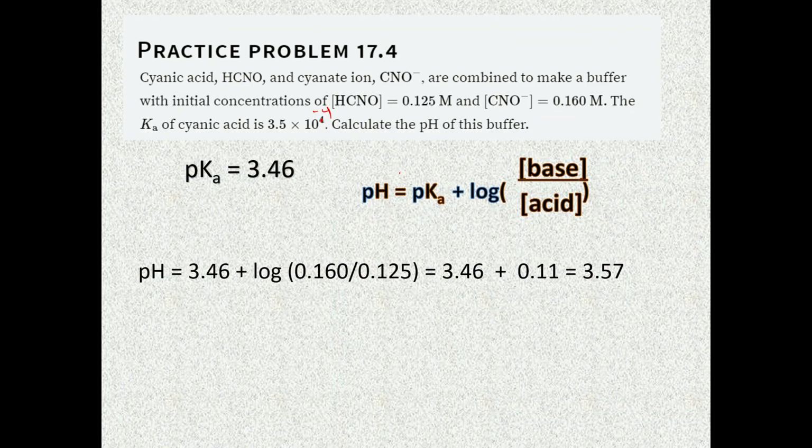My pH equals pKa plus the log of the base over the acid. So it's 3.46 plus the log of 0.160, which is my cyanate ion, over 0.125, which is the molarity of my cyanic acid. And my pH is 3.57. A lot easier than doing an icebox, right? Yeah. Henderson-Hasselbalch is a really nice way to avoid having to do the iceboxes.